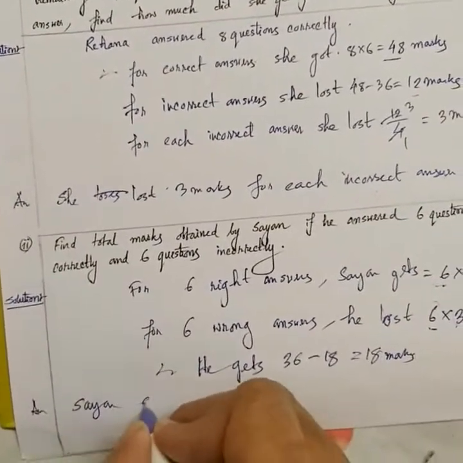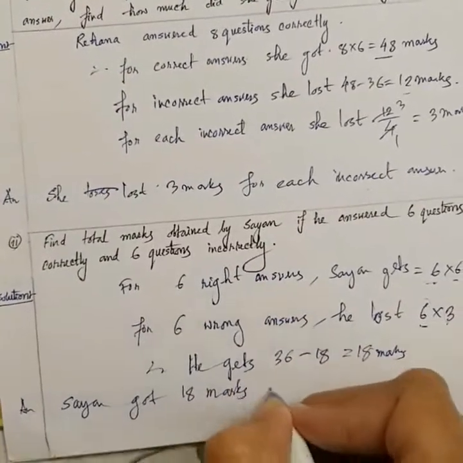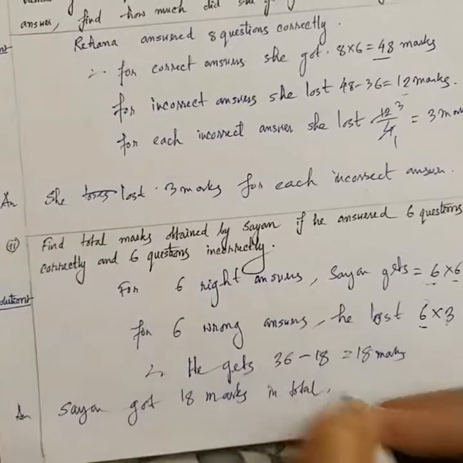So therefore, Shayon got 18 marks in total. I hope the sum is clear.